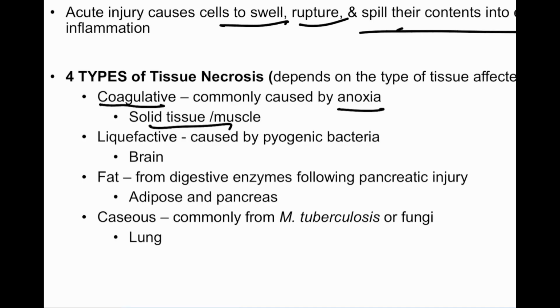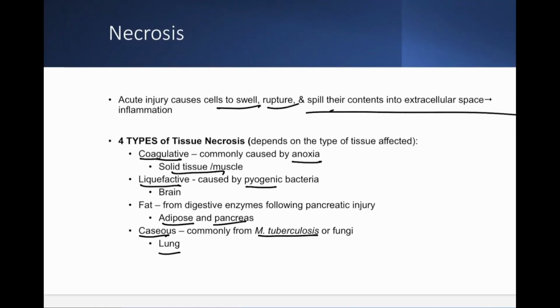We can also have liquefactive. This is caused by a pyogenic bacteria, and this usually happens in the brain. And I have some pictures I'll show you in a second. You can have fat necrosis. This is usually due to pancreatic injury, and adipose or pancreas are the 2 likely targets for a fat necrosis. And the last one is a caseous necrosis. This is usually from TB or some sort of fungi, and this usually happens in the lungs. So these are 4 types of necrosis and kind of where they occur.